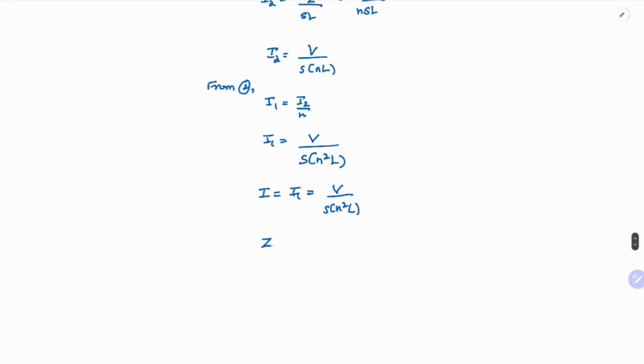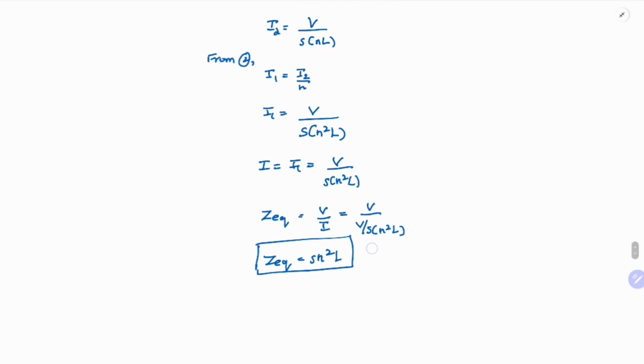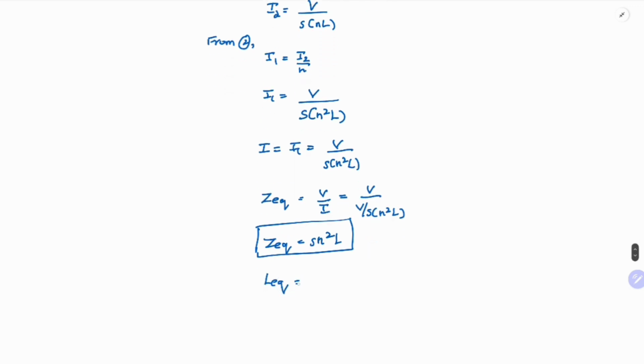So what is the Z equivalent? Z equivalent is nothing but V by I. So it is V by S into N square L. So Z equivalent is equal to S into N square L. So your L equivalent is nothing but N square L, right?